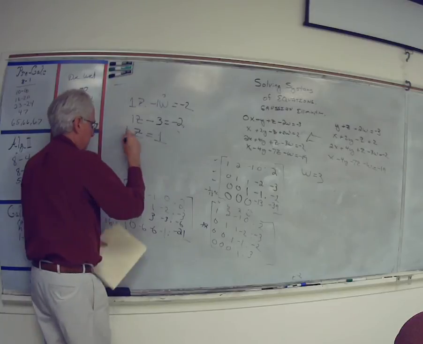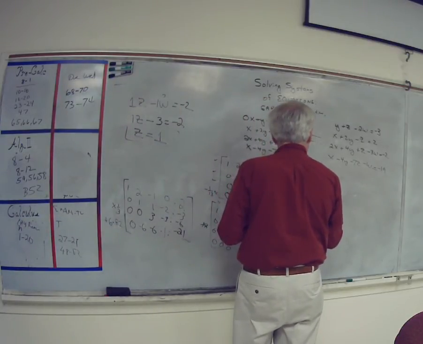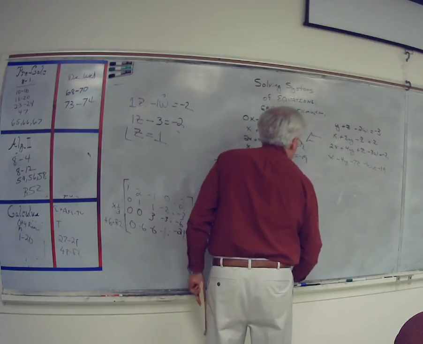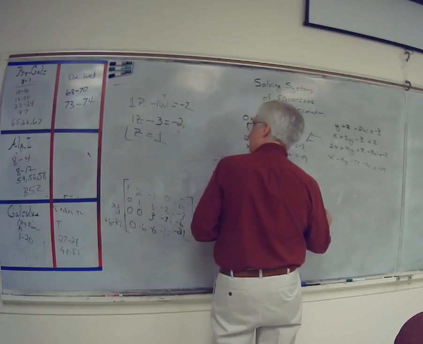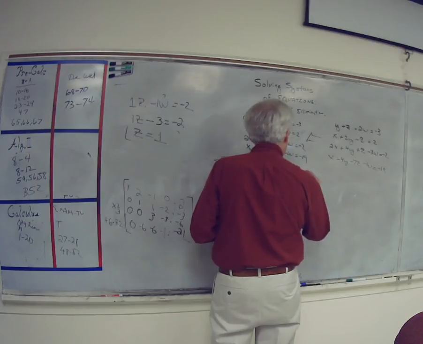Yes. Am I wrong? No. Okay, Z is equal to 1. We'll put that over here. Z is equal to 1. I'm going to write that lower. W is equal to what? 3. Z is equal to 1. And I still have to figure out X and Y.